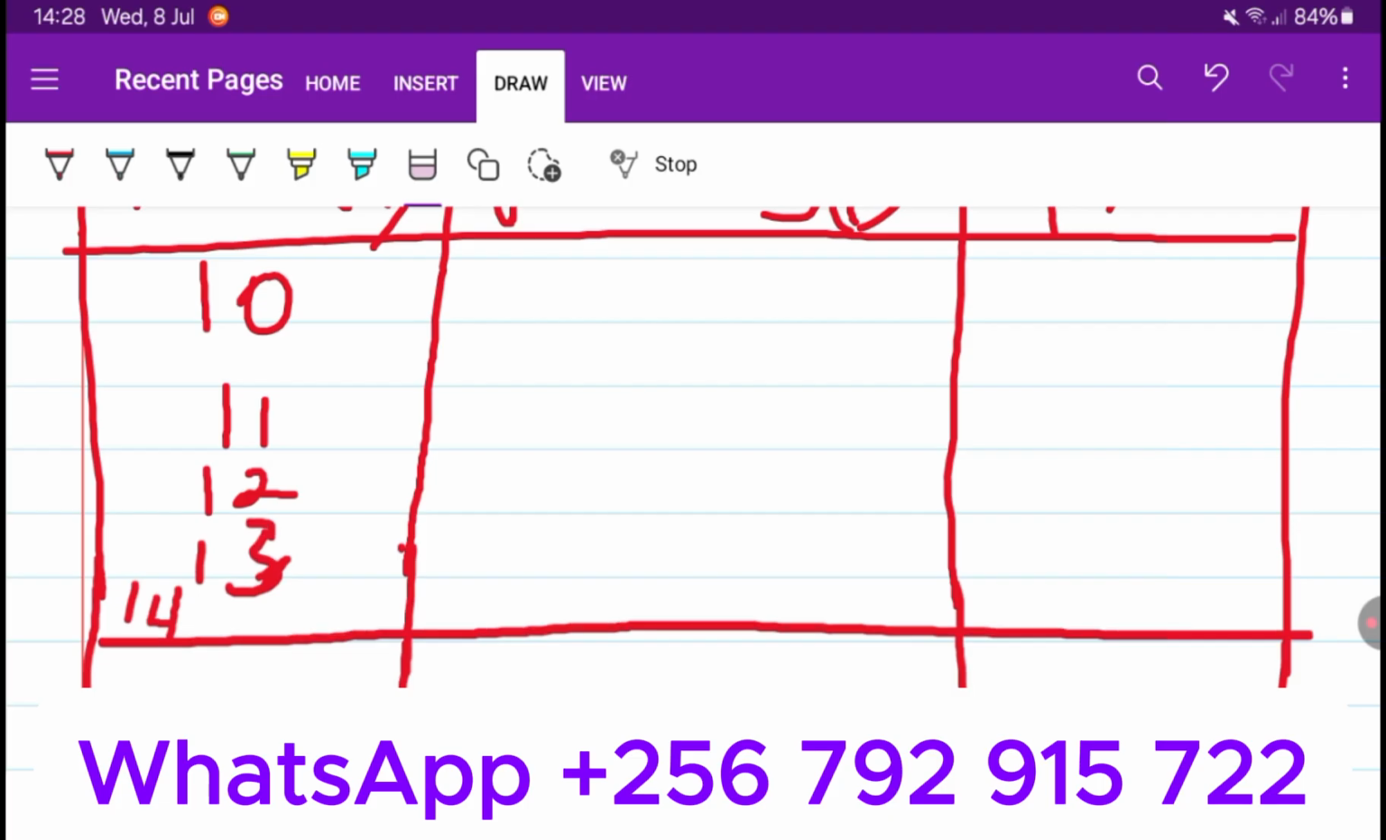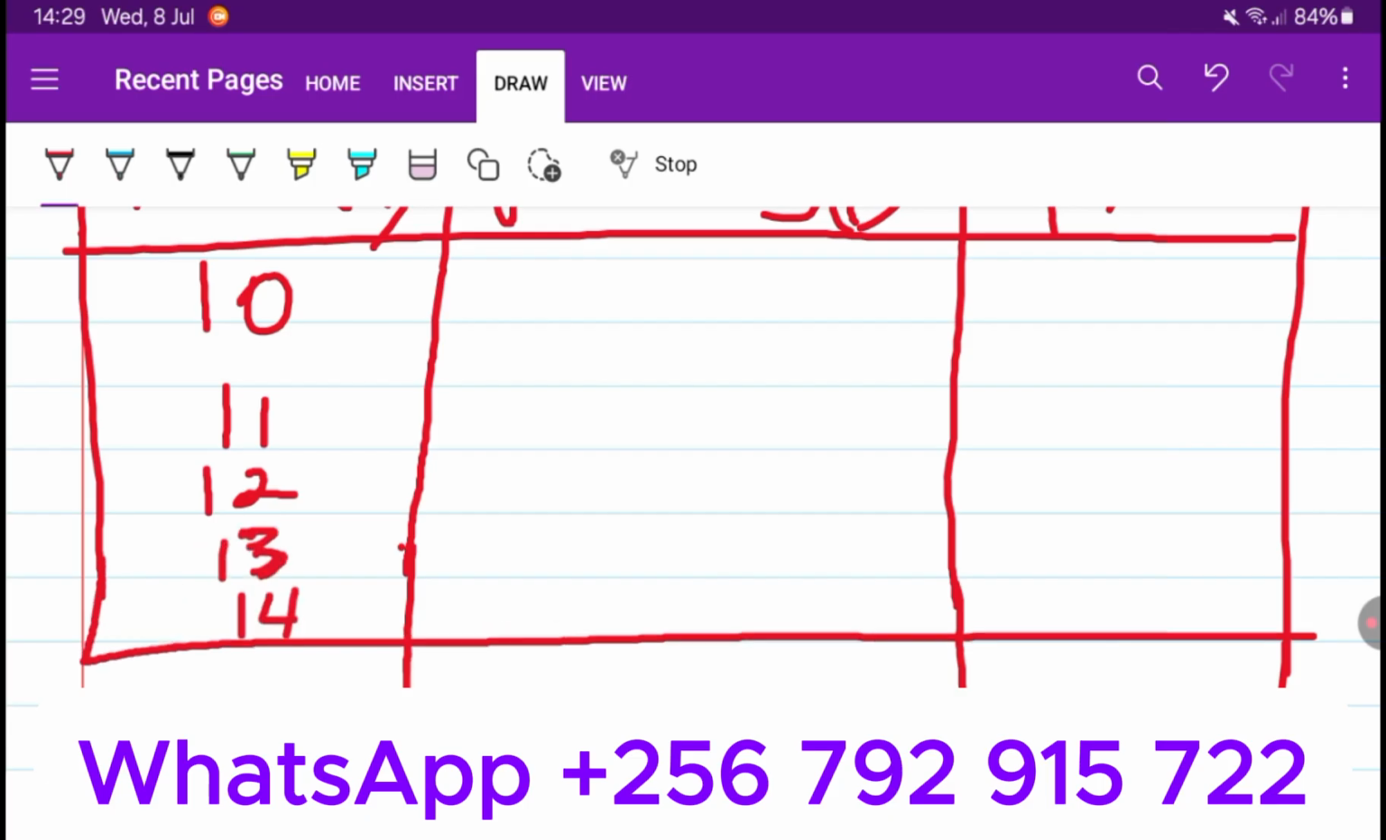Now we check on the frequency. We look at each of these values and how they are going to be represented. So here we shall have summation f, that is our frequency, then here we shall have summation fx. Summation f, then summation fx. So let's go to our values.